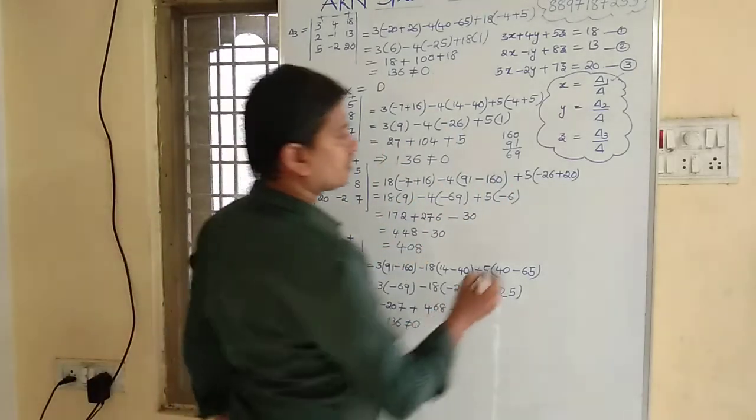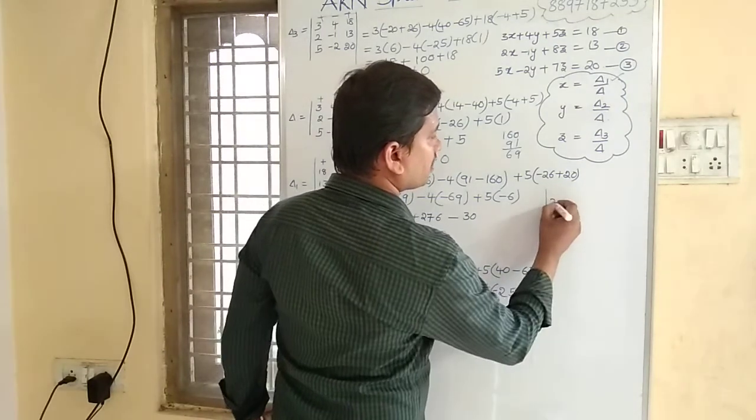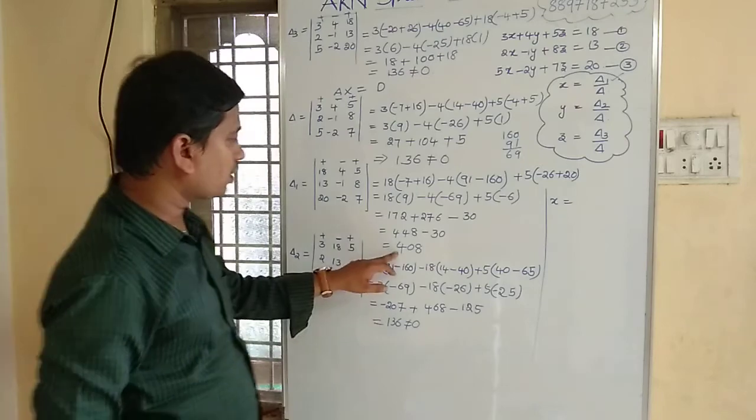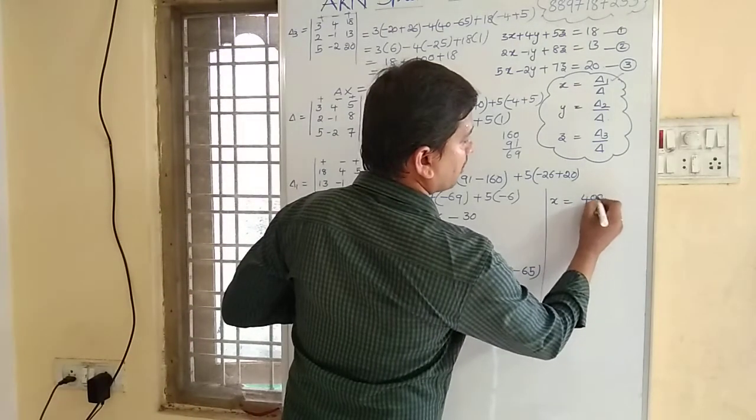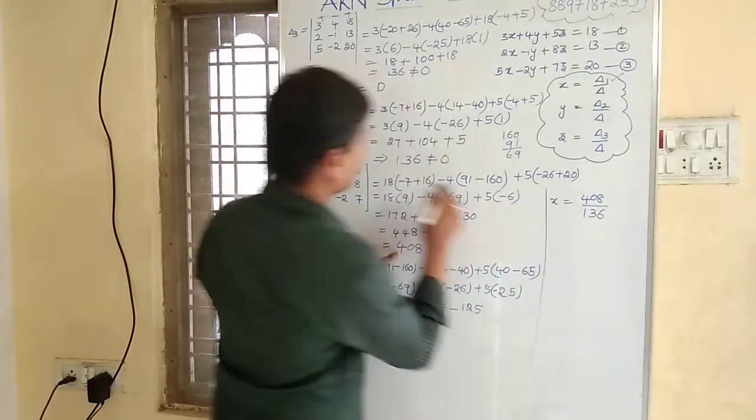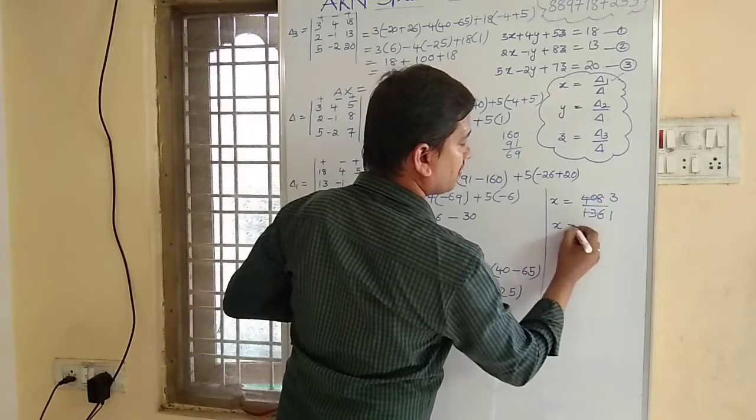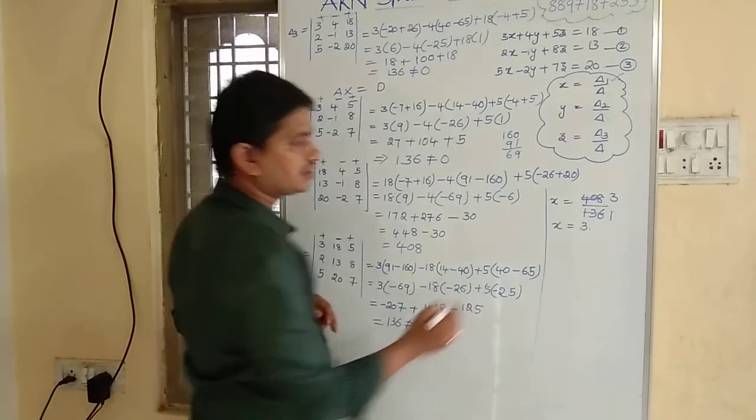Okay. So now we have to find the value of x. The formula is delta 1 by delta. Delta 1 we got 408 by delta value is 136. 136 1 ja, 136 3 ja. So what is the value of x? X value is 3.